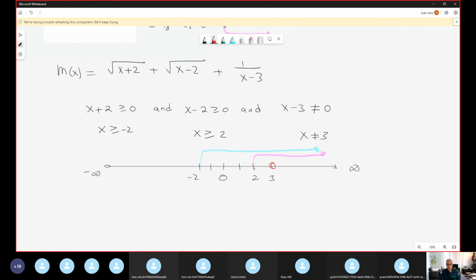Entonces, from 2 to 3, of course, include 2, because I see the equal sign here, and from 3 to infinity. So the domain would be bracket 2, 3 parenthesis, union 3, infinity. End of the story. We finish.